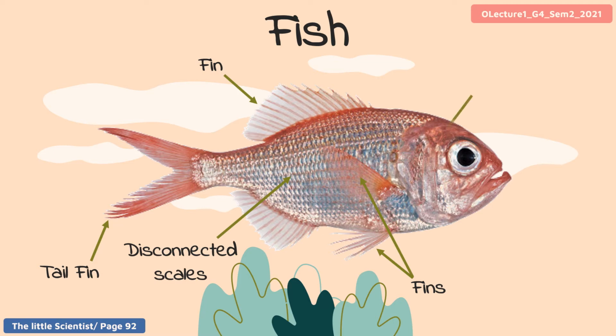Fish use their fins to swim. What is this? This is the fish gill opening. Gills are used by the fish to breathe underwater. How do fish breathe? They take in water by their mouth, and before water leaves the fish body, gills absorb or take oxygen from the water before the water leaves the fish body.